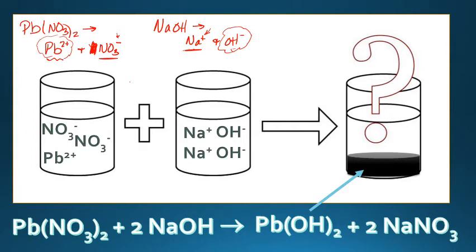This arrow, notice that appeared out of order, is pointing at this black solid, this precipitate that is in the solution. How on earth did we know that the lead hydroxide was the solid and that these ions are still floating around in the solution? There's the question. That's what we're going to use our solubility rules to determine.